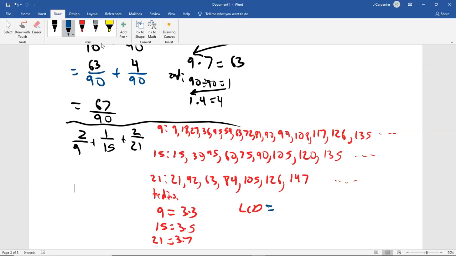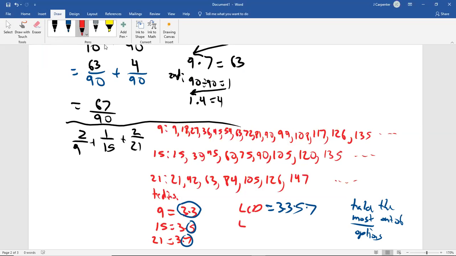But remember, you take the most out of your options. This is where people mess up. So there's 2 3s in the first option, there's 1 in the second and 1 in the third. The most 3s I see from an option is 2 of them, so I need 2 3s. I only see a single 5. I only see a single 7. So that's our LCD. And let's see, oops, red. 3 times 3 is 9. 9 times 5 is 45. 45 times 7 is 315.